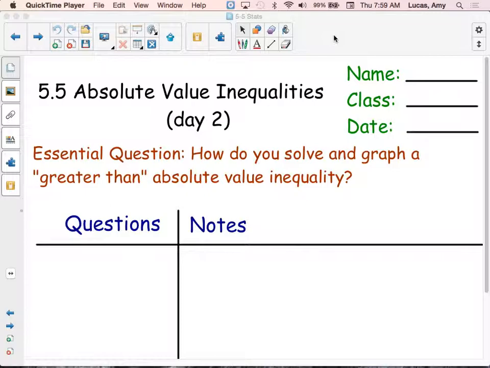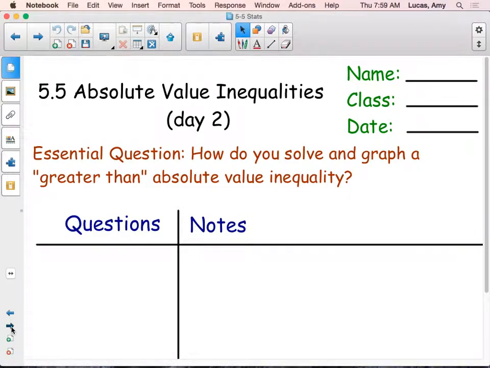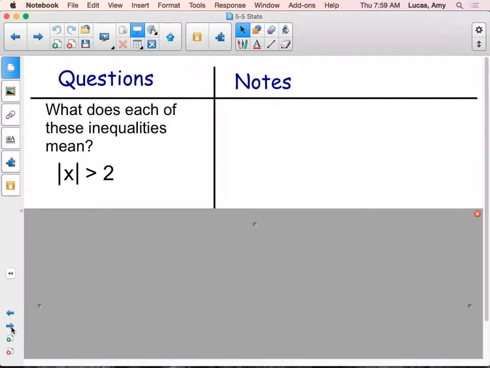Absolute value inequalities, day 2. Our essential question is how do you solve and graph a greater than absolute value inequality? So that means that we're going to have an inequality with absolute value bars and a greater than or equal to symbol. Okay, we're going to start out with the meaning. Remember that absolute value means the distance away from 0.